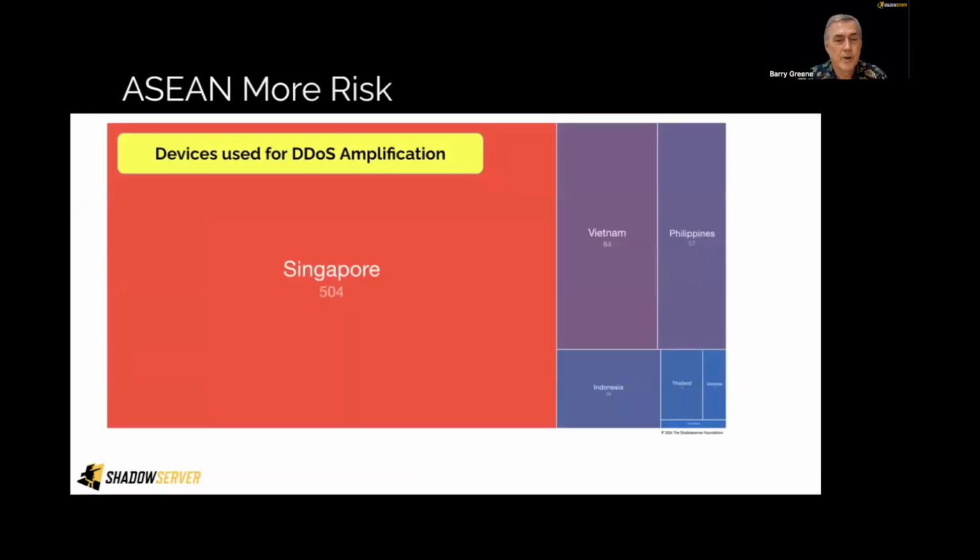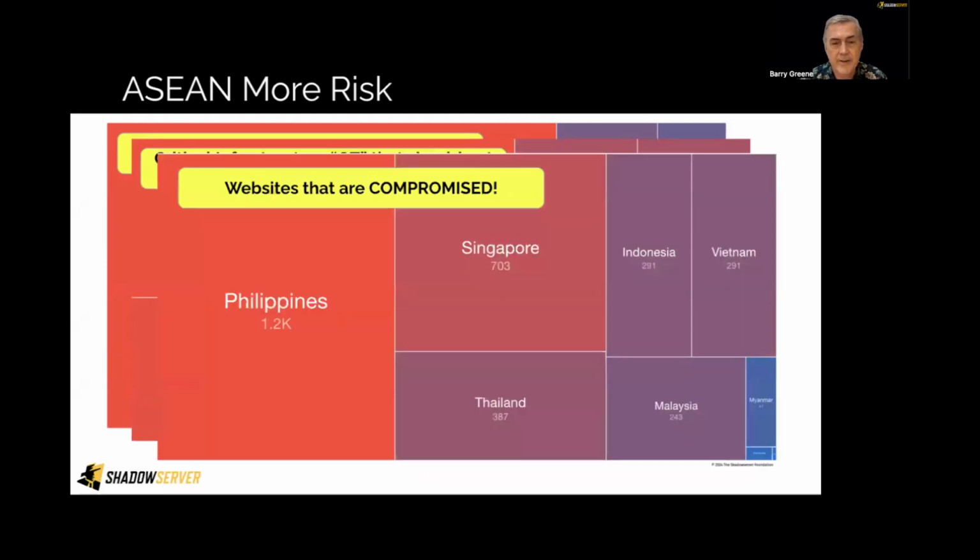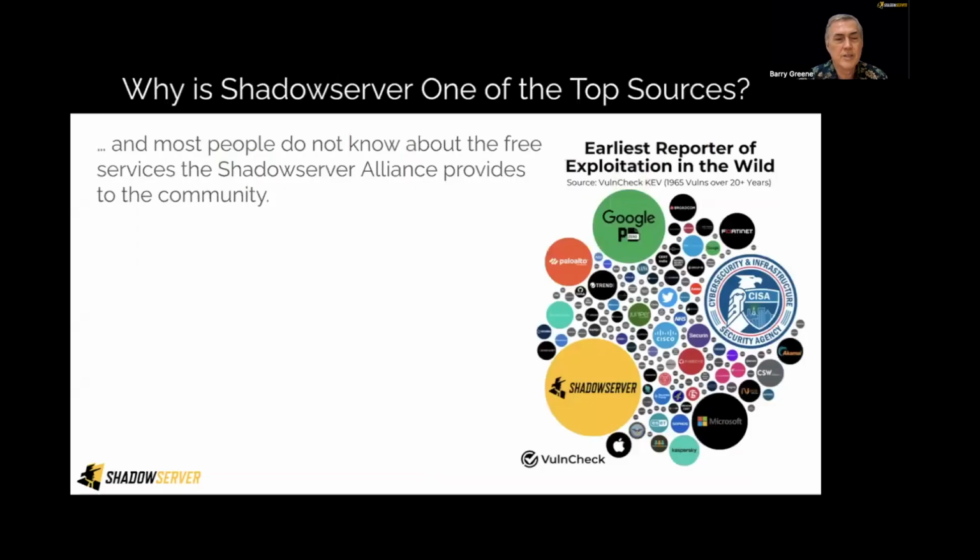And then we also track DDoS amplification, and then the operational technology. These are OT systems, which are critical infrastructure that should never be on the internet. And then you've got websites compromised, right? So there's lots of interesting things with it.